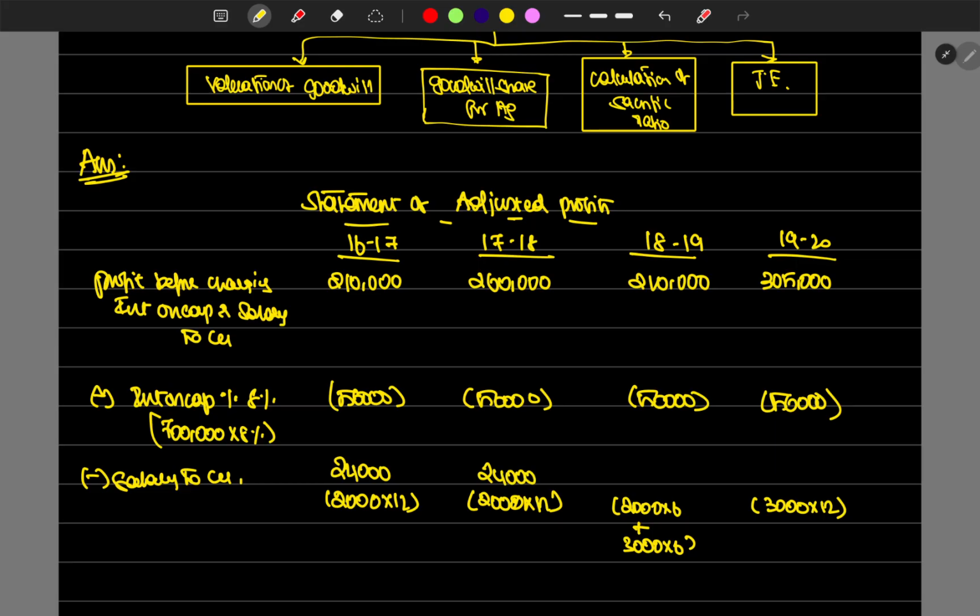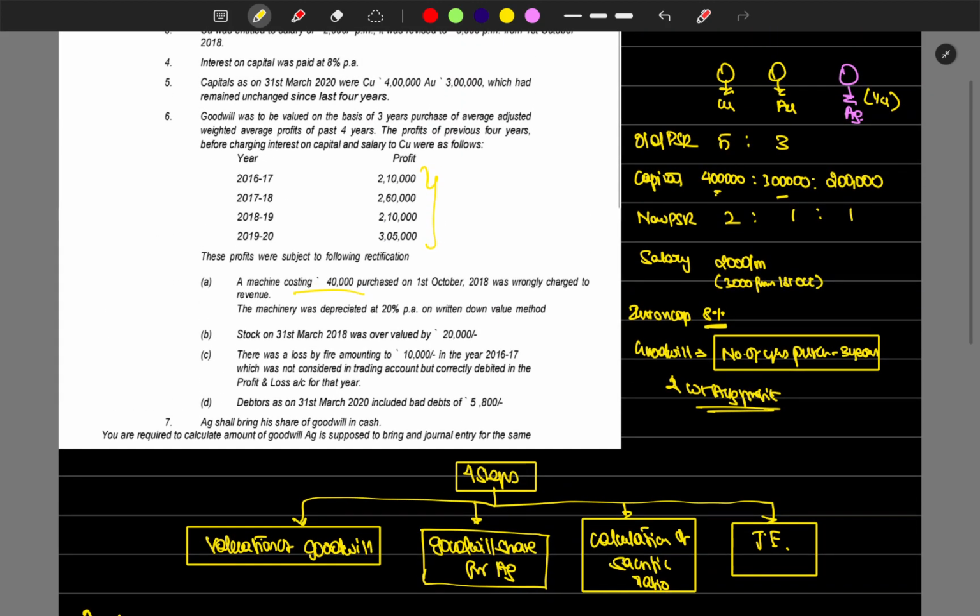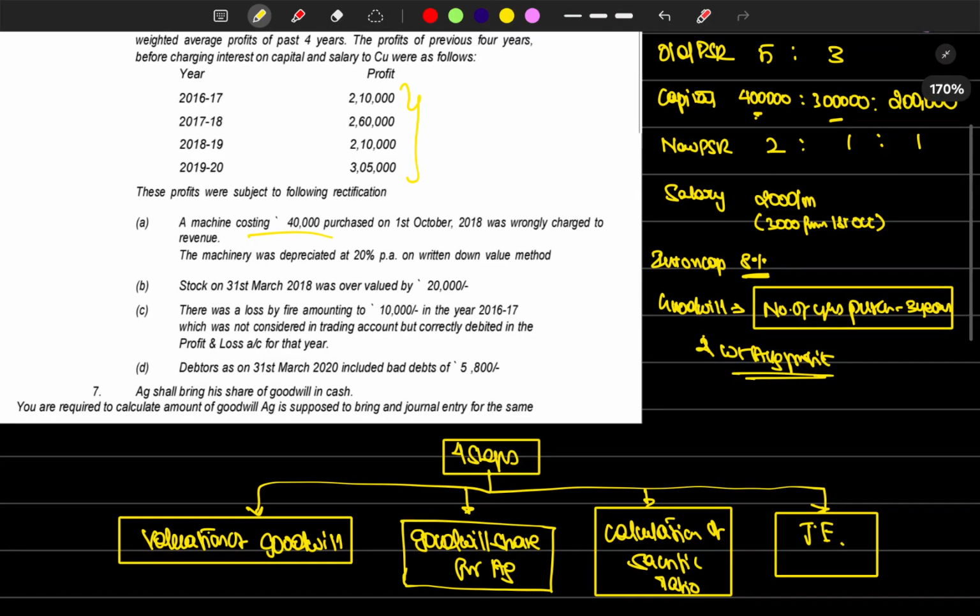2,000 into 6, which is 12,000, plus 30,000... then 3,000 into 12, which is 36,000. That's it. We have entered the salary to CU. Then let's quickly get into the rectification part.